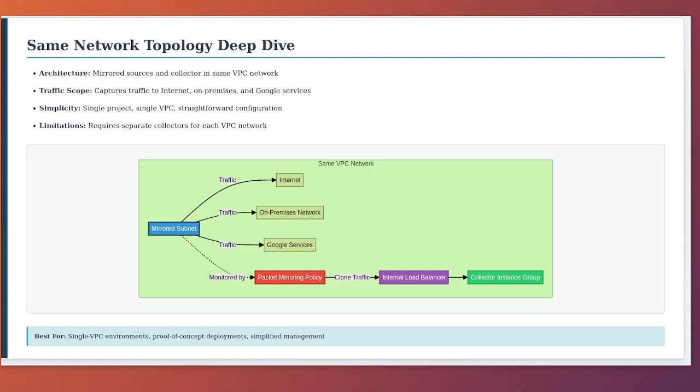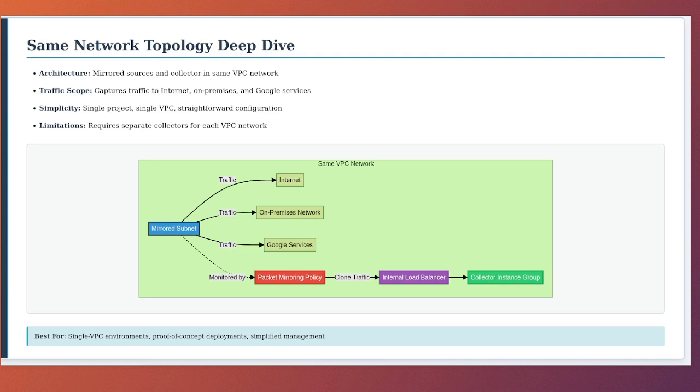At the bottom of the diagram, we see the collector infrastructure. The internal load balancer is the entry point for mirrored traffic, configured specifically for packet mirroring. Behind it sits the collector instance group, containing the actual collector virtual machines running your analysis software. The mirrored traffic flows from the source virtual machines, through the packet mirroring policy which clones it, and then to the internal load balancer which distributes it across the collector instances.